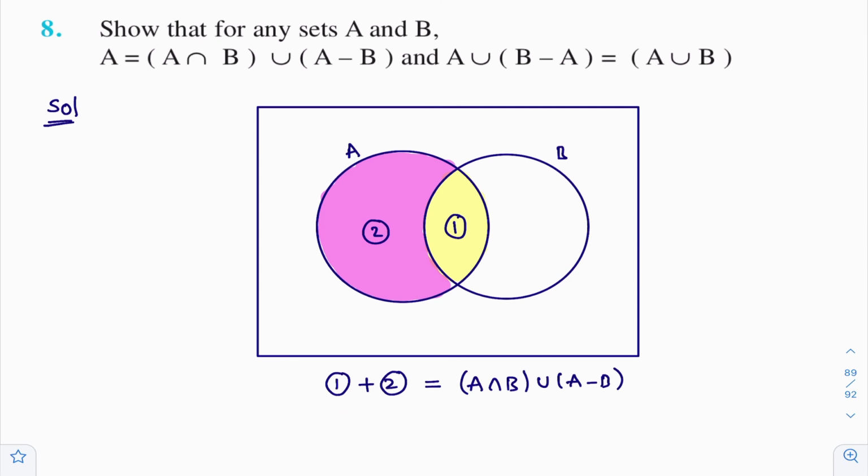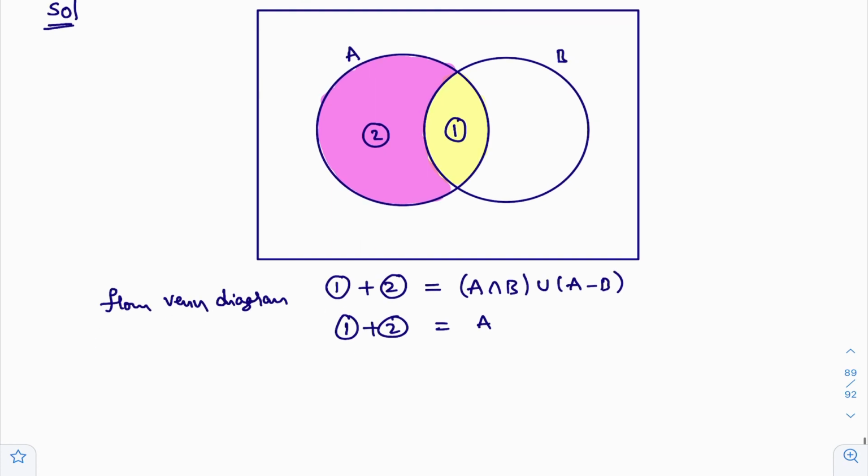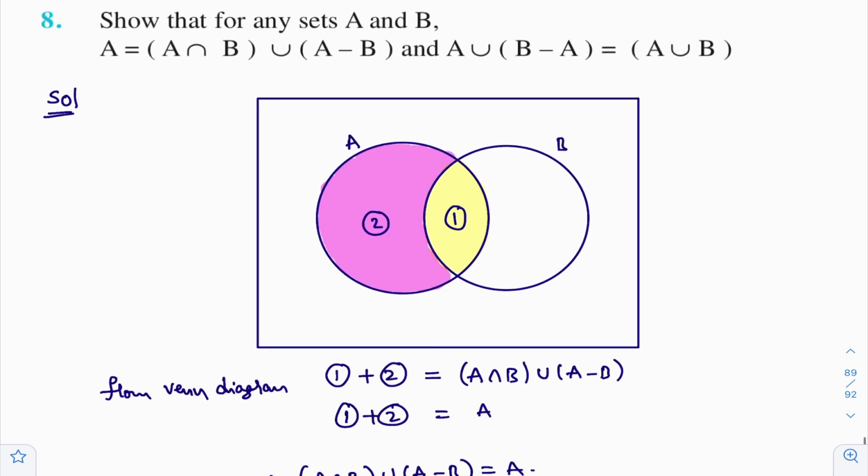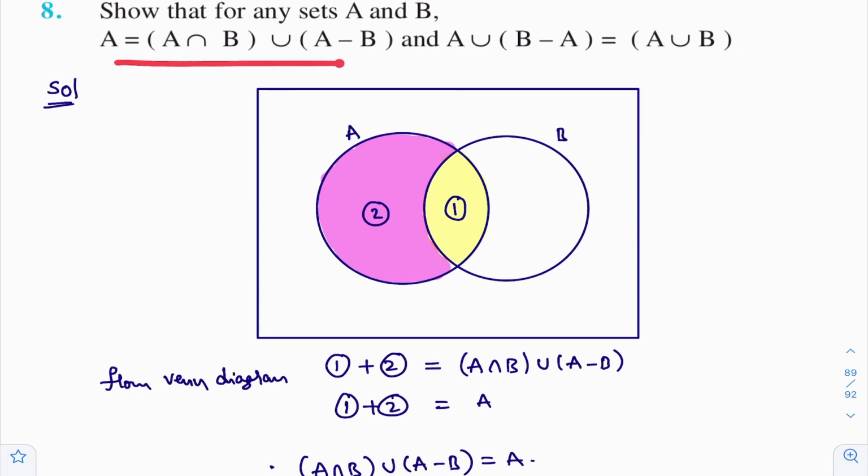And you try to understand one more thing here. This is set A. Set A is nothing but 1 plus 2. From Venn diagram we can understand. So here I'll write, from Venn diagram, 1 plus 2 is same as set A also. So what can I conclude here? I can conclude that therefore A intersection B union A minus B equal to A. That's it. I hope you understand. I proved this first one.